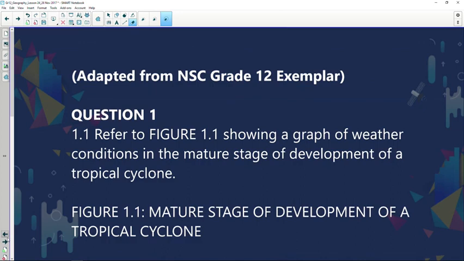The first question, refer to figure 1.1 showing a graph. Okay, so a graph, this is certain information provided to us. And it shows the conditions of the mature stage of a tropical cyclone. What do we know about a tropical cyclone? It's a low pressure system because it's the cyclone. And we know it forms in tropical areas from 5 degrees and 25 degrees north and south of the equator. But let's quickly have a closer look at our graph.